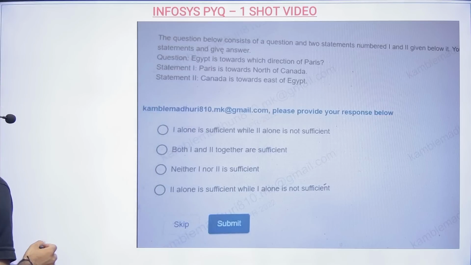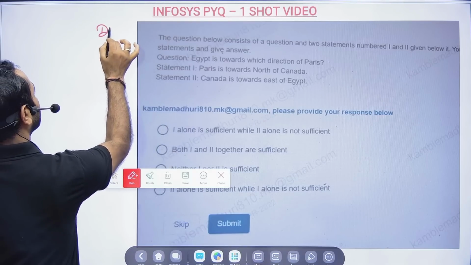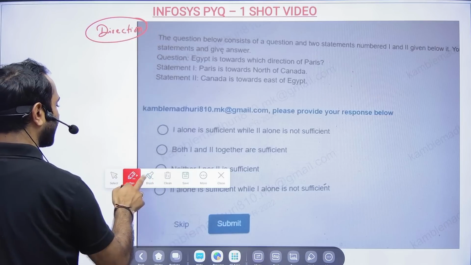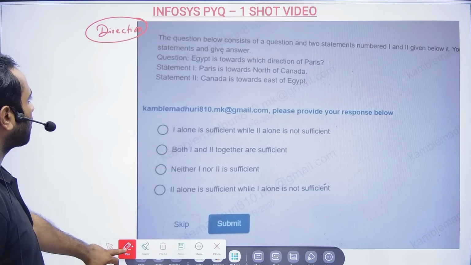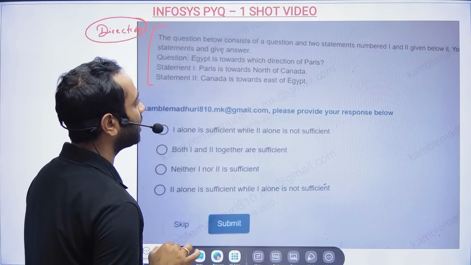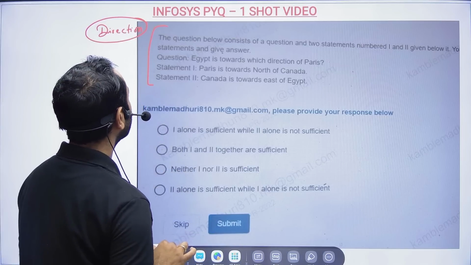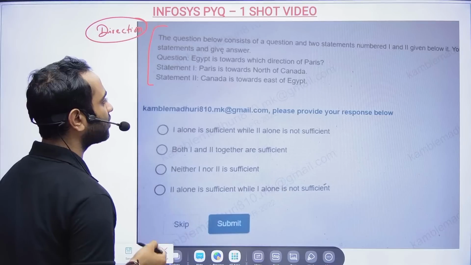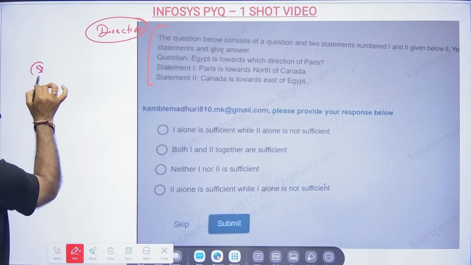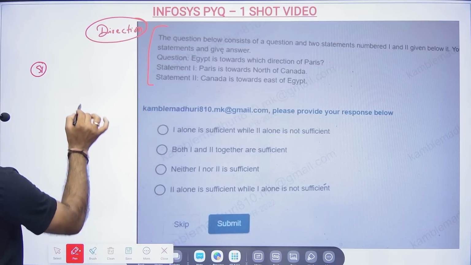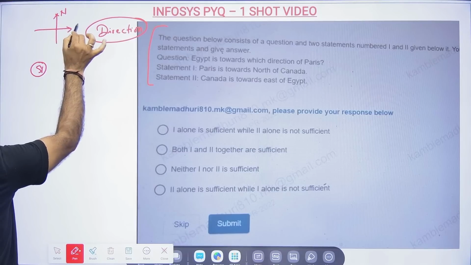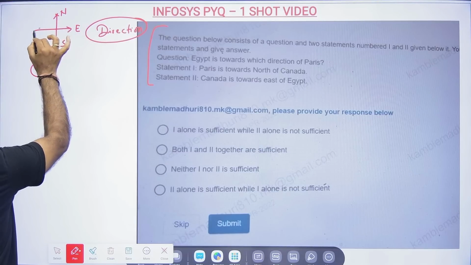Direction test. The direction topic will give you direction. The question below consists of a question and two statements numbered 1 and 2 given below it. So the question: Egypt is towards which direction to Paris? Statement 1, so this is a data sufficiency problem. Paris is towards north of Canada. In any direction problem, you make this diagram: north, east, south and west.